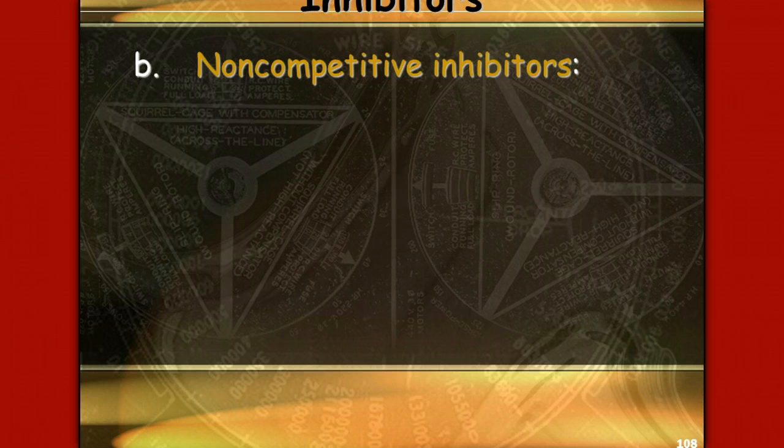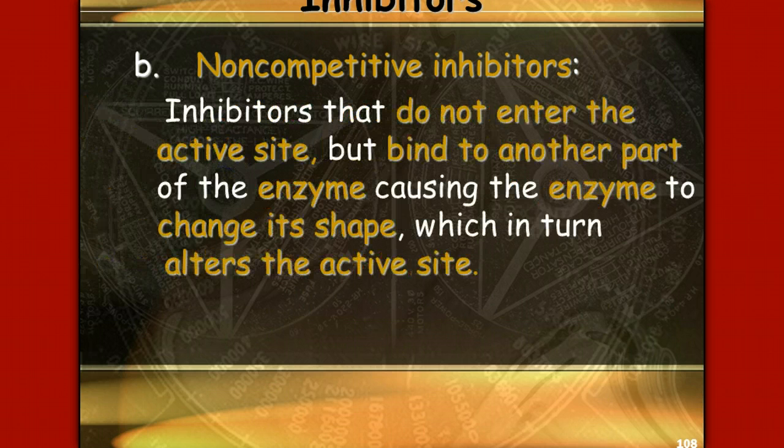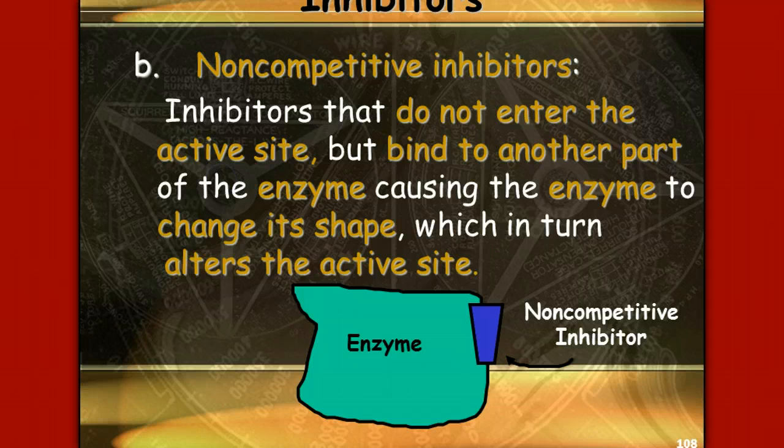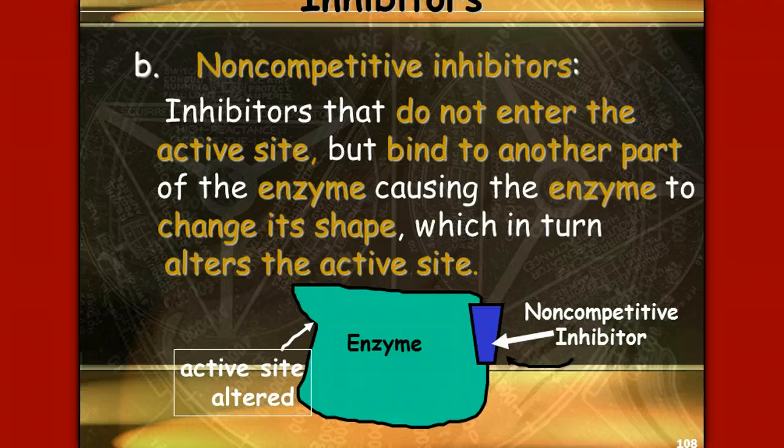Another kind is what we call a non-competitive inhibitor. These inhibitors don't actually go onto the active site, but they bind to another part of the enzyme, causing the enzyme to change its shape, which in turn alters the active site. So this time when we look at the enzyme, notice how the active site already looks a little bit different. The non-competitive inhibitor is actually attaching on the opposite side of the enzyme. Over here is where the active site used to be. Now it's been altered. It looks completely different and in no way, shape, or form would be able to bind to its substrate.